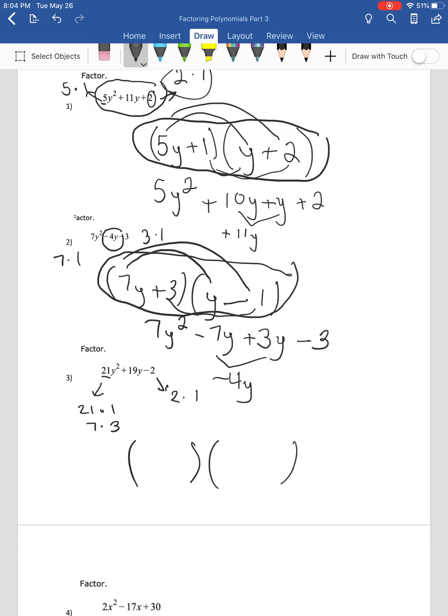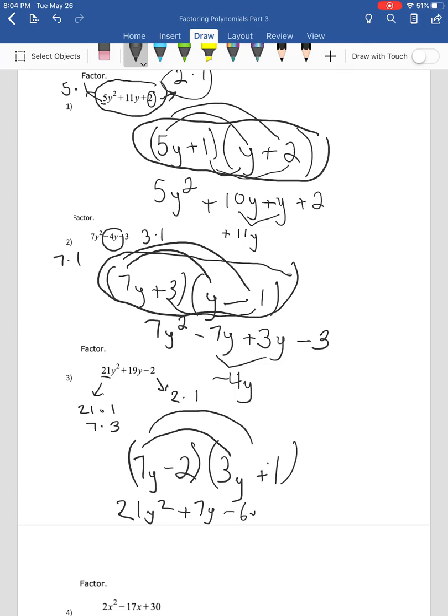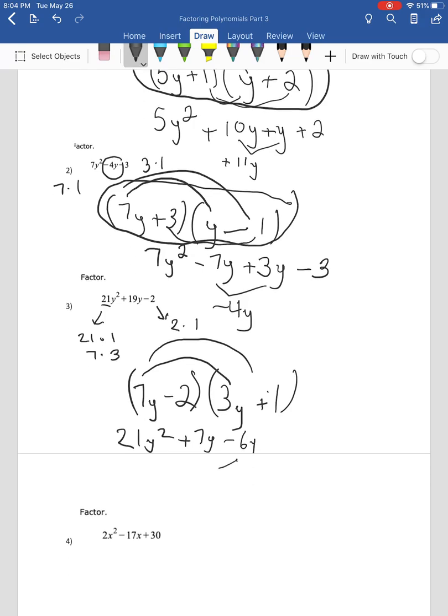So what we know is we're going to have a 2 and a 1 somewhere in the ends. I'm going to try the 7 and 3 first. So I'm going to go 7y, 3y. 21y squared. And I'm going to make this positive, so plus 7y. And I know if I have this positive, then this needs to be negative. This would be minus 6y. Well, wait a second, that's only going to give me y, which is not what we need. We need a 19y in the middle. Okay, let's try something else.